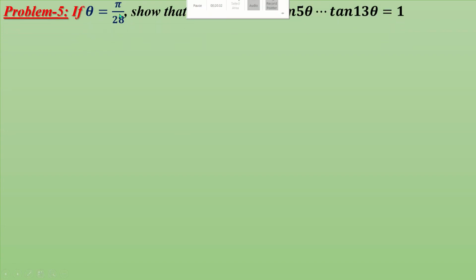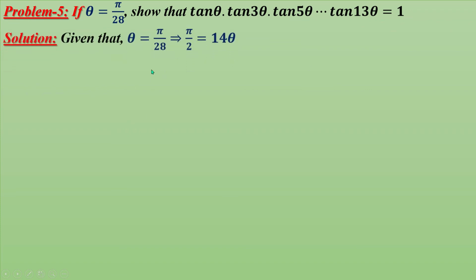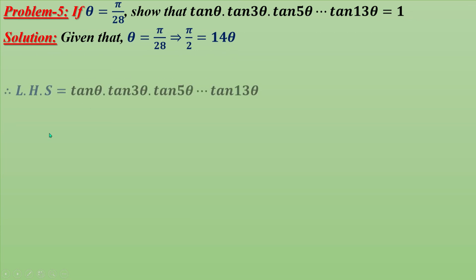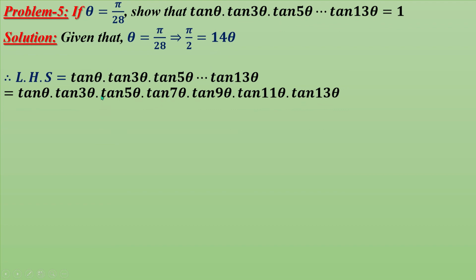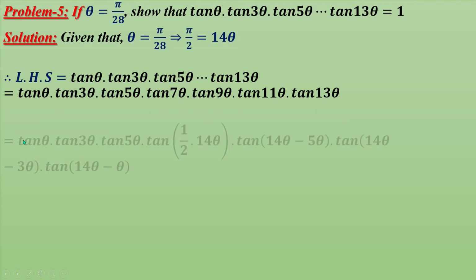Problem 5, given theta is equal to pi by 28, show that this is equal to 1. Given condition, convert pi by 2, that means convert into right angle. Pi by 2 means one right angle. 28 means 2 into 14, as 2 we keep here, so 14 will be here. That means pi by 2 is equal to 14 theta. This is the left hand side, as the difference here is 2, so next will be 7 theta, 9 theta and 11 theta. That means 7, 9 and 11, and others are same.